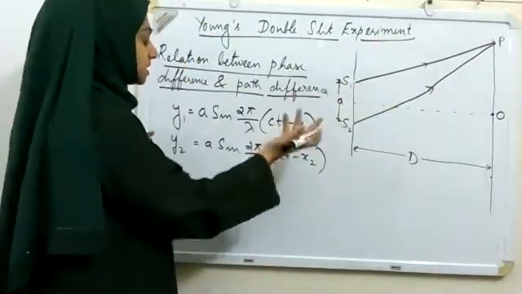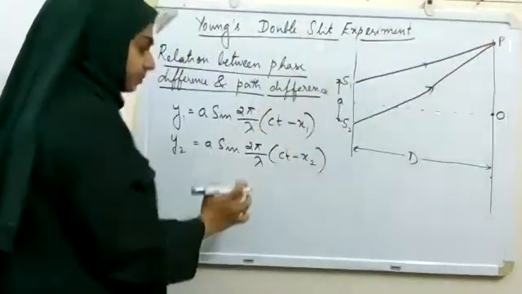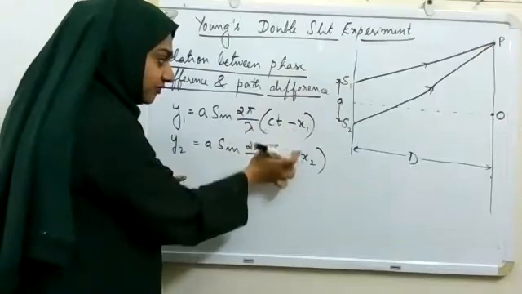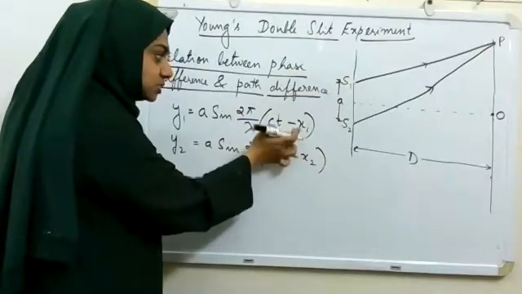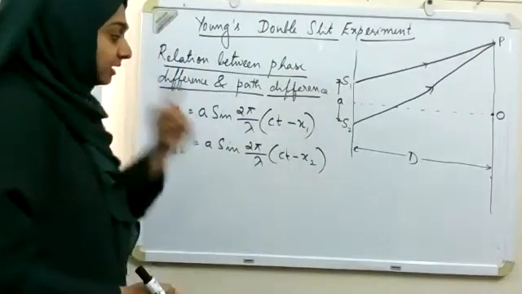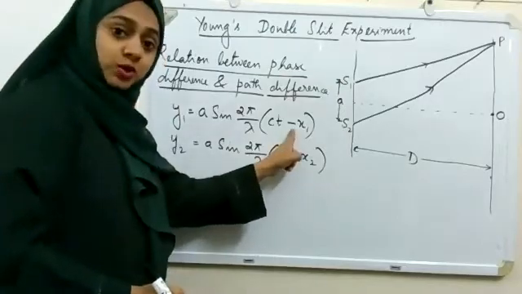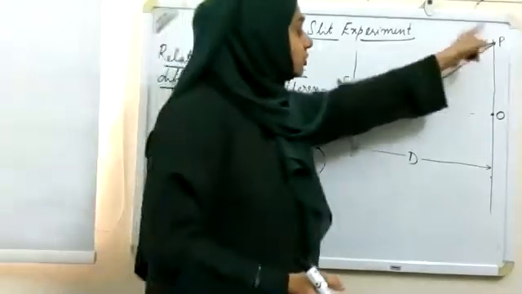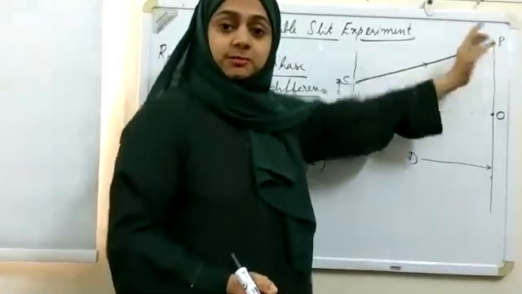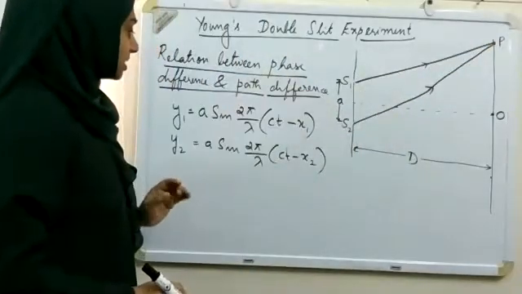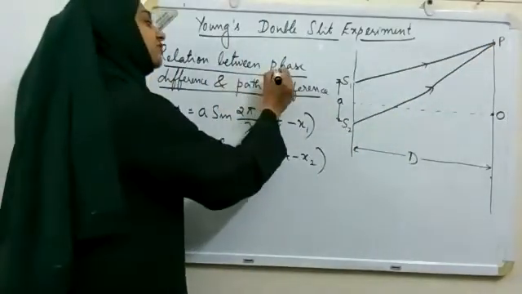So at the same time they reach the point P, but the path difference, the difference in the distance traveled, will be x2 minus x1, which will be S2P minus S1P. That will be the case. Now, what is meant by phase?